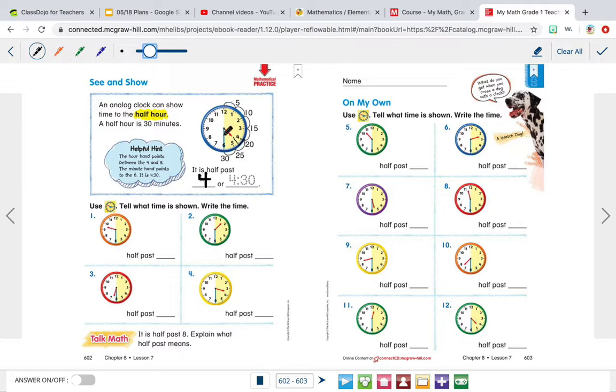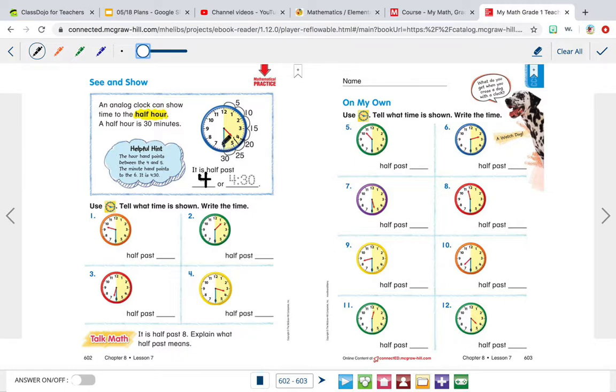That's why if the minute hand was up here, we'd say it was 4 o'clock. But when the minute hand goes to 1, we count by fives. So it would be 4:05, 4:10, 4:15, 4:20, 4:25, 4:30. So it's kind of like 5, 10, 15, 20, 25, 30. You count by fives when you're doing the minute hand.